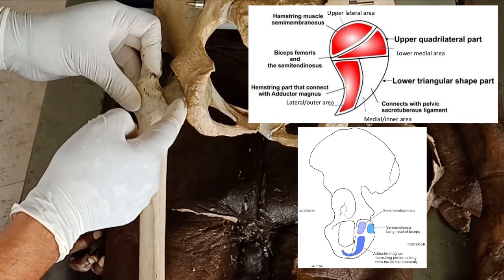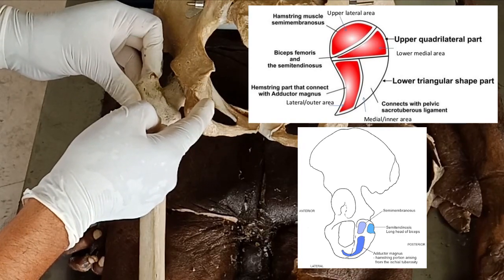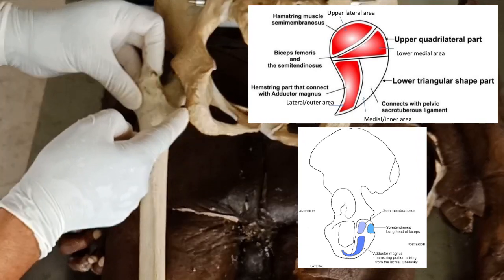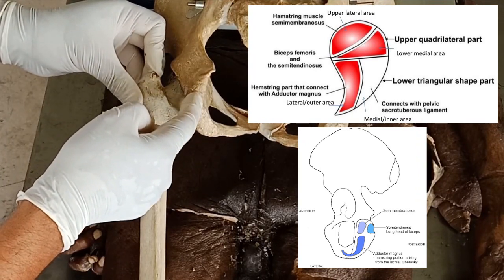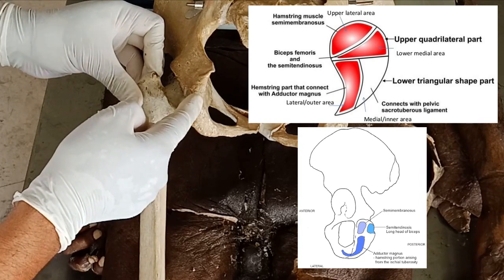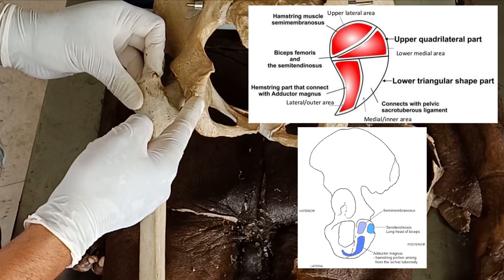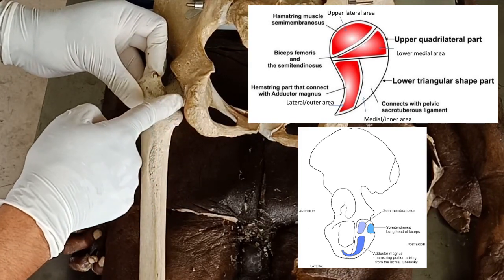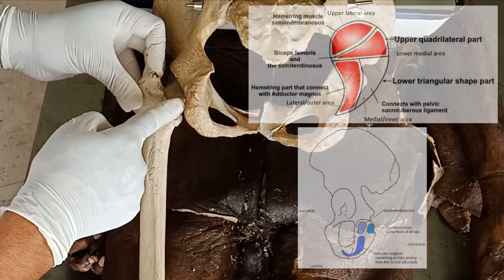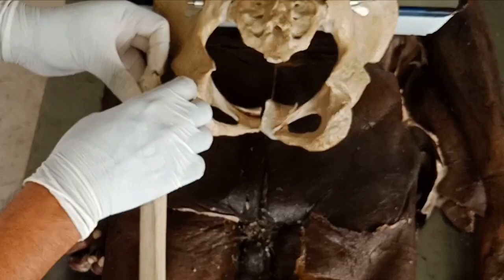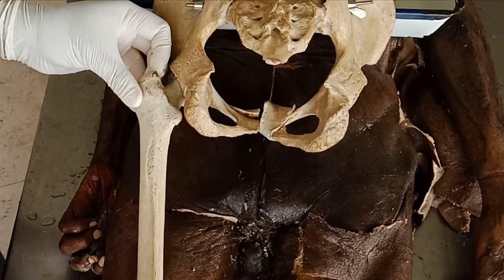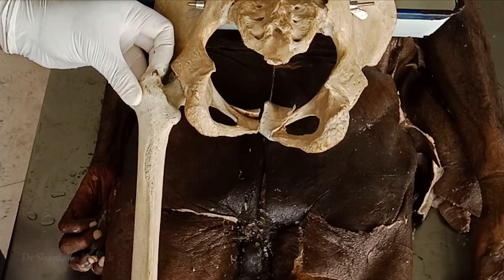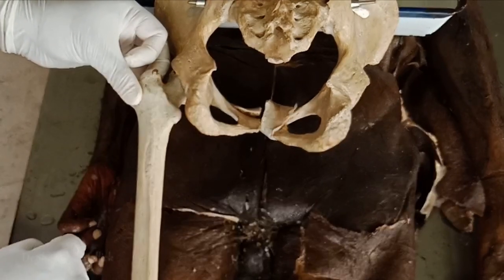The upper quadrangular part is divided into a lower medial and an upper lateral part. In the lower medial part, both the biceps femoris and the semitendinosus originate, and in the upper lateral part the semimembranosus originates. How those muscles come down and are inserted on the tibia, fibula, and the adductor tubercle of the femur, we'll discuss slowly.